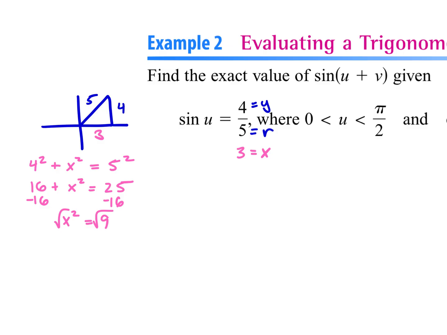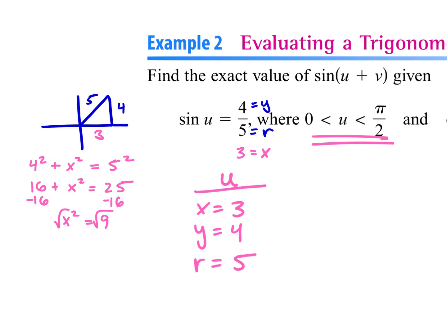So that's what this piece tells us. It's going to tell you if your missing information is positive or negative. It'll help you find that. So this is our important information for triangle U. I'm just going to rewrite it here. We have x equals 3, y equals 4, and r equals 5.